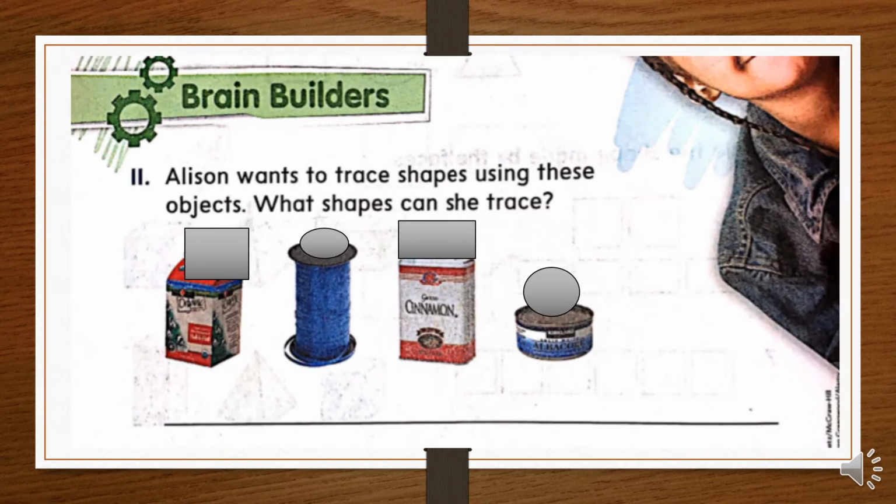Now let's move to the brain builders. Allison wants to trace shapes using these objects. What shapes can she trace out of these objects? When you want to trace a shape using any of these objects, you will trace only one face of these objects. I draw for you here the faces of the objects. So you need to write the name of those faces, which are 2D shapes. Okay, so you need to write here square, circle, and rectangle.